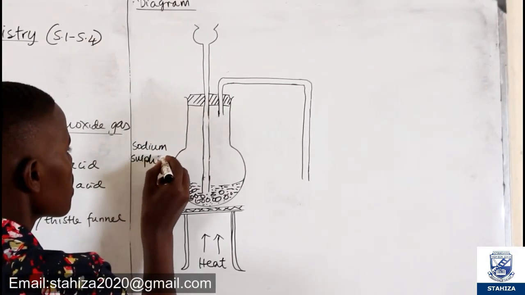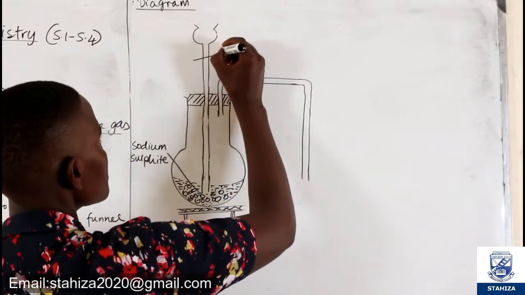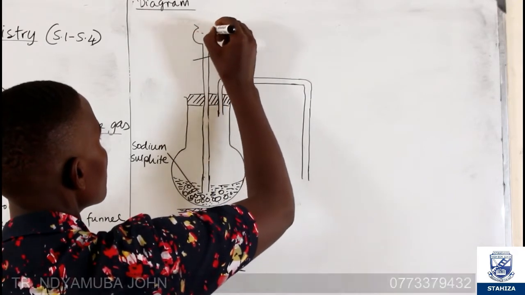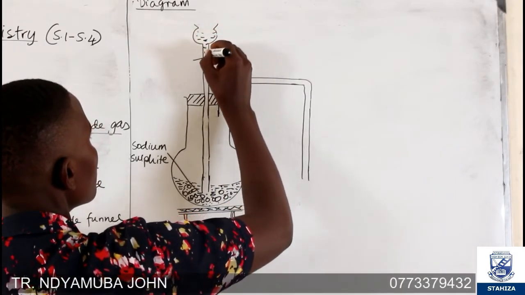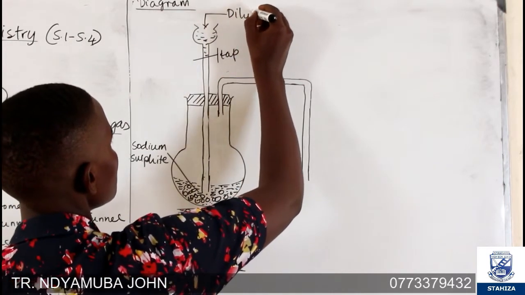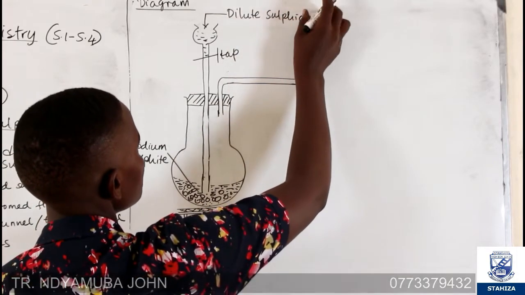Now we have sodium sulfite. Then we have the tap, bringing in dilute sulfuric acid, being a liquid.